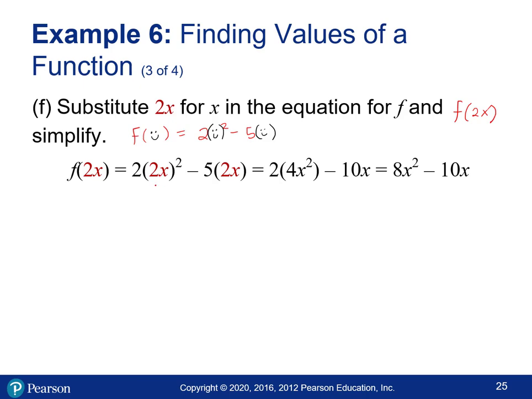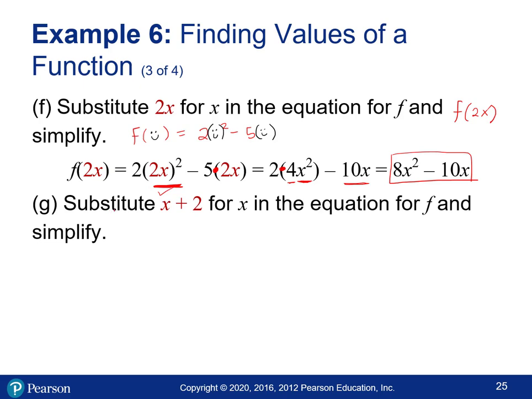Okay, so remember your order of operations. We're going to do exponents first. So 2 times 2 is 4. X times x is x squared. Okay, so that's this part. Then negative 5 times 2x is negative 10x. That's this part here. And then right here, multiply. 2 times 4 is 8, keeping your x squared. Okay, so 8x squared minus 10x. Final answer.